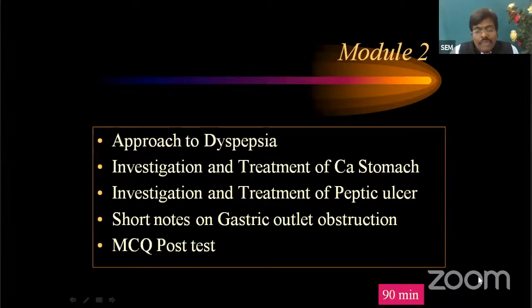How are we going to manage, because there are one or two short notes that might come, especially gastric outlet obstruction, how we manage. That is the important short note in my opinion. And the last, to recall today how we did in the 90 minutes of concentration, MCQ, there are 5 MCQ. So that's the way we go.